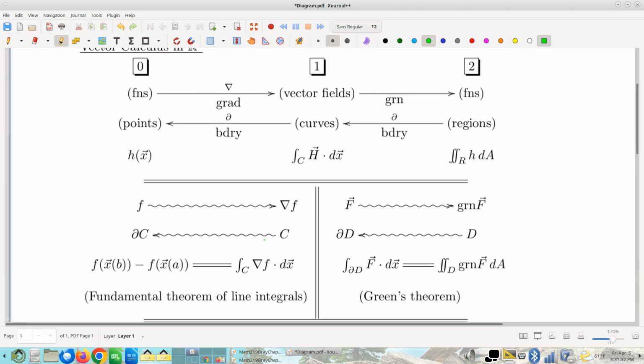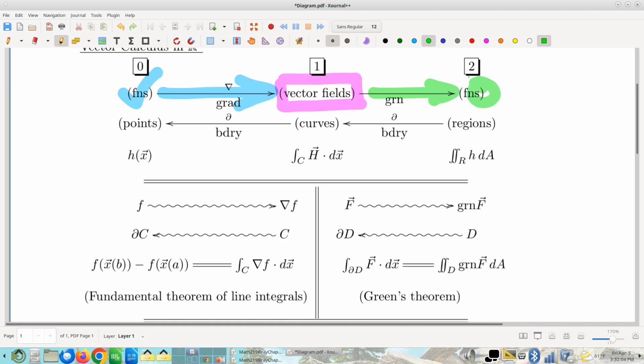Let's talk about our special vector fields that we've discussed at quite a bit of length. Specifically, we've talked about gradients, vector fields that are gradients of some function. Now, they're special in various ways. One of those ways that we saw last time is that gradients are irrotational, namely Green's operator is 0.